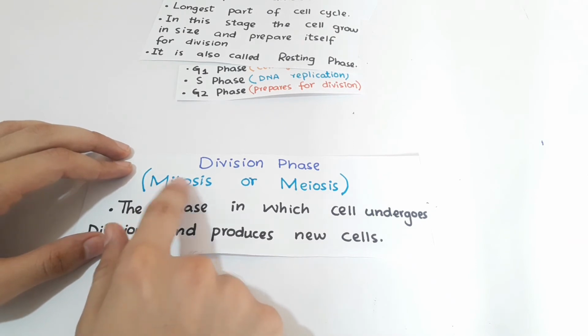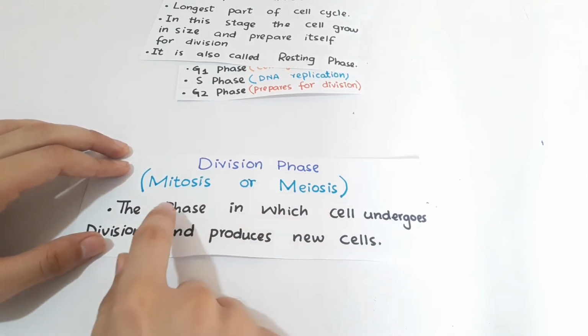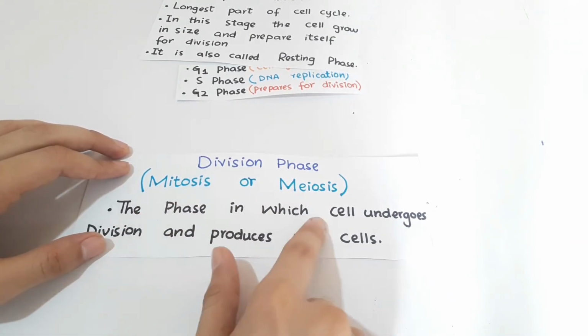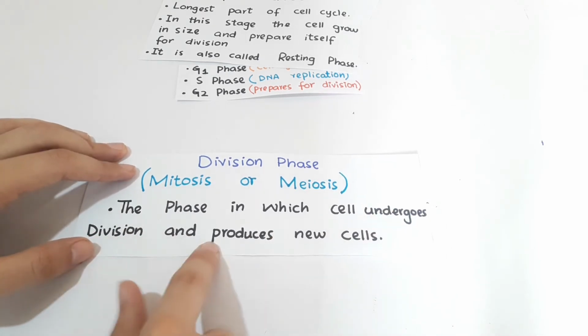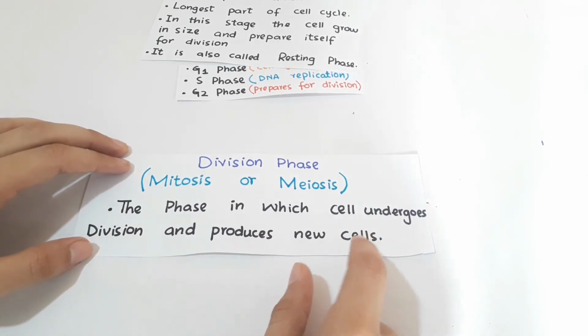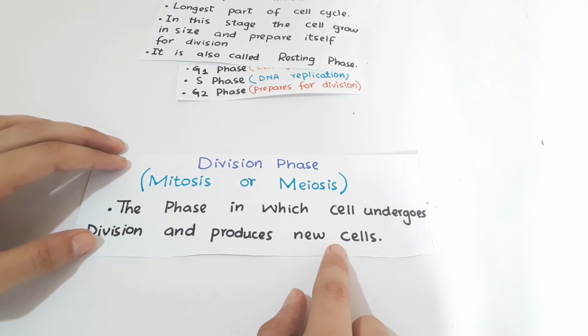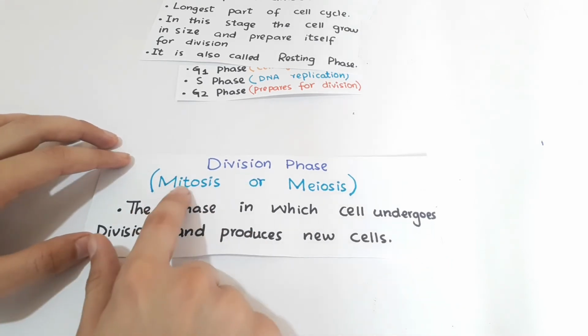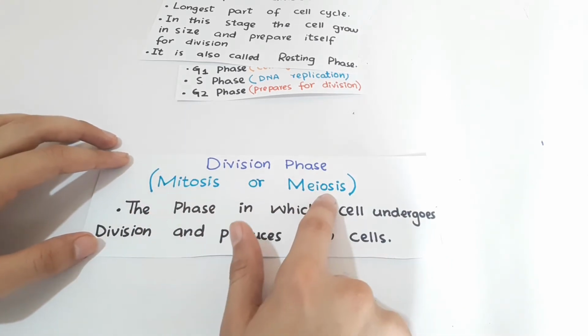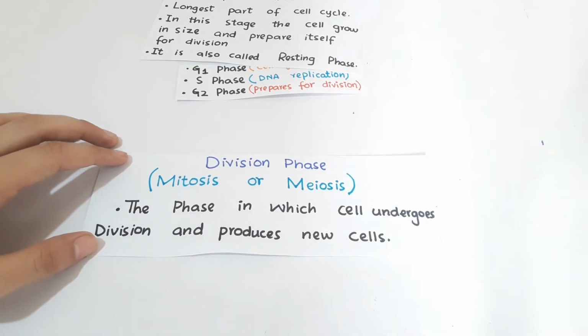The second one is division phase. Division phase may be mitosis or meiosis. The division phase is the phase in which the cell undergoes division and produces new cells. In this stage, the cell divides and produces daughter cells: 2 daughter cells in mitosis and 4 daughter cells in meiosis.